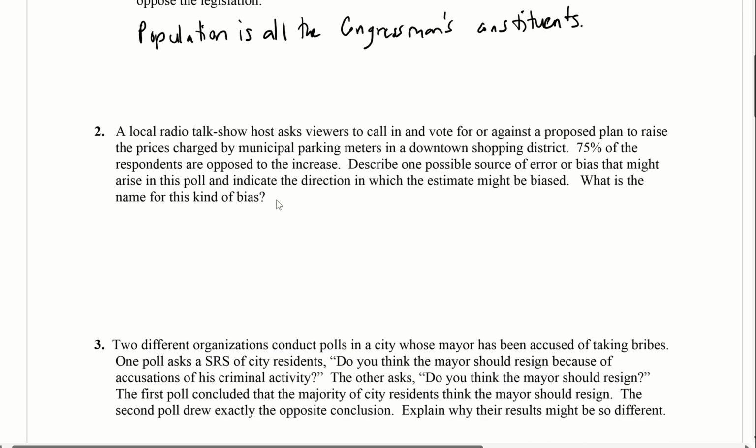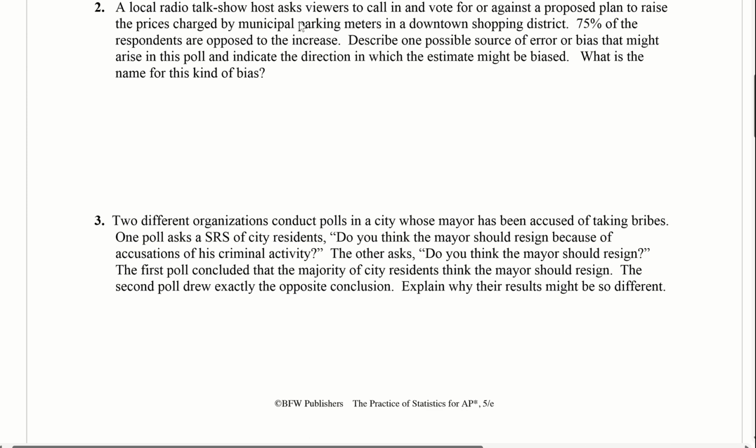All right. So a local radio talk show host asked viewers to call in and vote for or against a proposed plan to raise the prices charged by municipal parking meters in a downtown shopping district. 75% of the respondents are opposed to the increase. Describe one possible source of error or bias that might arise in this poll and indicate the direction in which the estimate might be biased. What is the name for this kind of bias?